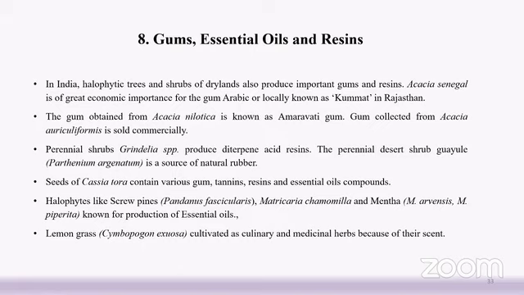Perennial shrubs like Grindelia produce diterpene acid resins. The perennial desert shrub guayule is a source of natural rubber. Seed of Cassia tora contains various gums, tannins, resins, and essential oils. Halophytes like screwpines, Maritima, and Mentha are popularly known for production of essential oils. Lemongrass, we all know that it is cultivated as a culinary and medicinal herb because of its scent.